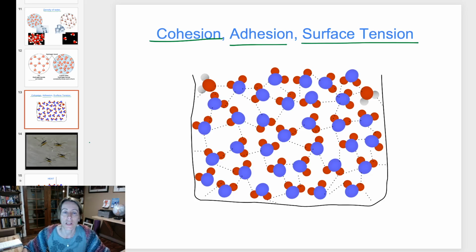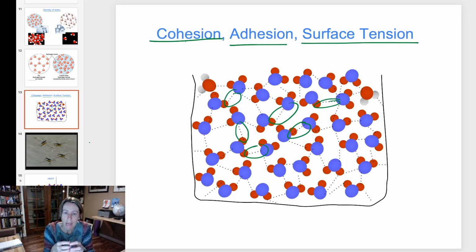Cohesion, first of all, is the ability of water molecules to stick to each other. So all these hydrogen bonds going between individual water molecules, this is cohesion. And you can see this when you spill water. It doesn't just run everywhere. If you spill a little bit, it makes a little domey drop.